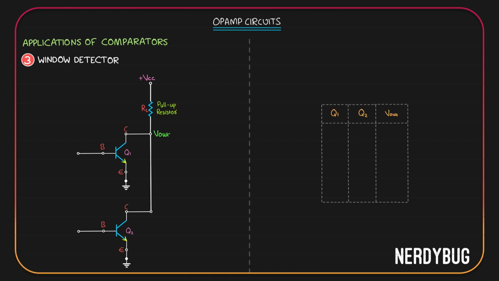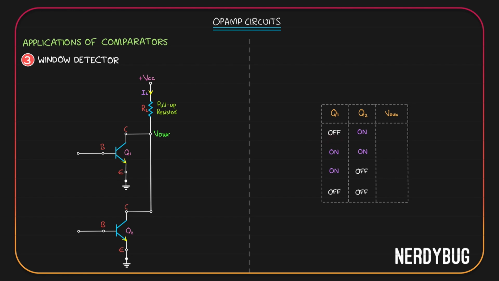We can have 4 different cases. When Q1 is off but Q2 is on. When they are both on. When Q1 is on but Q2 is off. When they are both off. Let's take the current flowing through RL to be IL. Now take the first case.